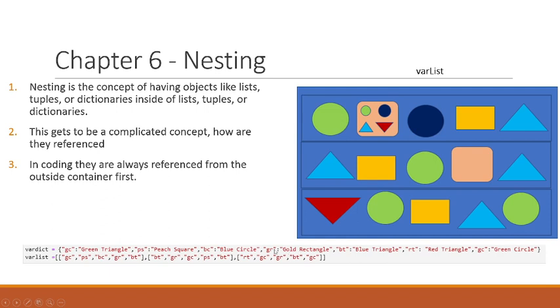I've been able to take gold rectangle and shorten it to GR, so I can reference it with GR, but anytime I want to use it, all I have to do is refer to the dictionary to pull it out. There's another good use for dictionaries, and we'll get into a little more on using dictionaries later.